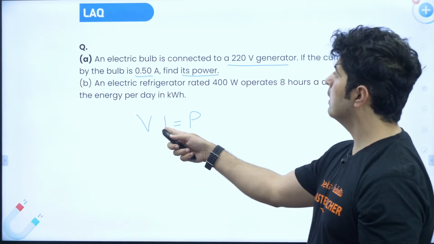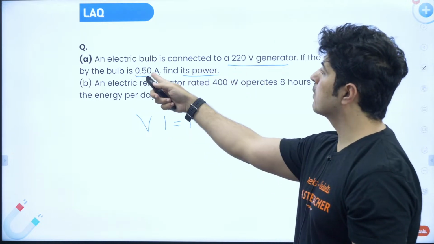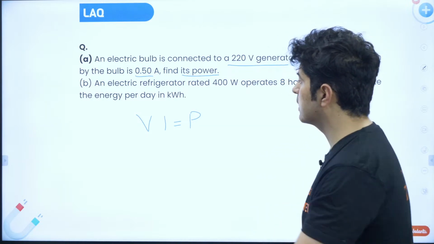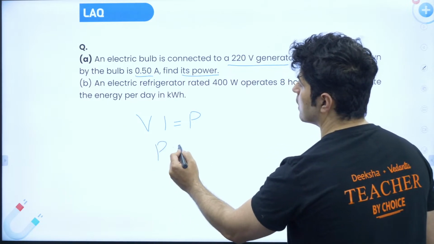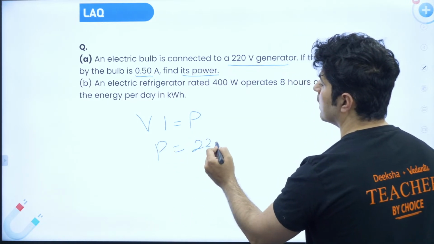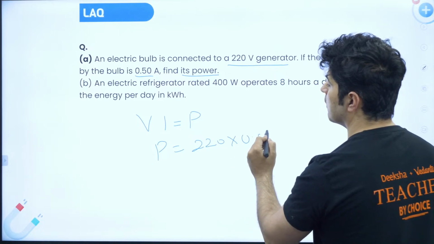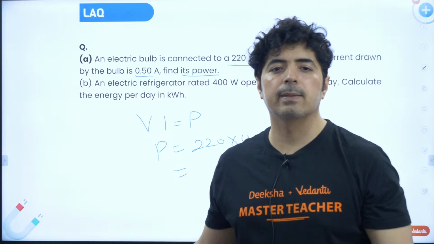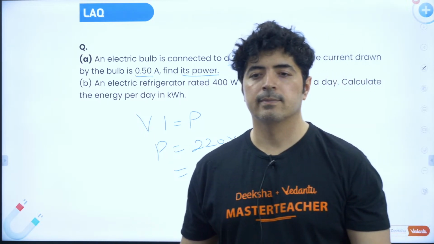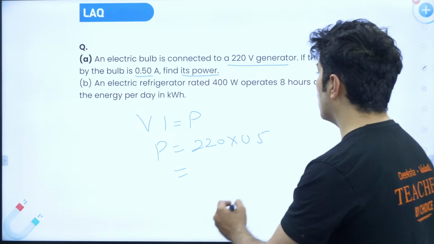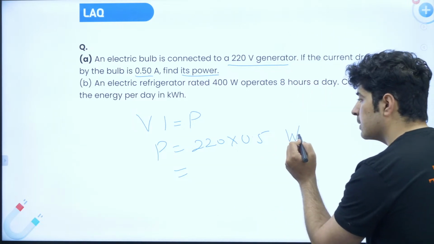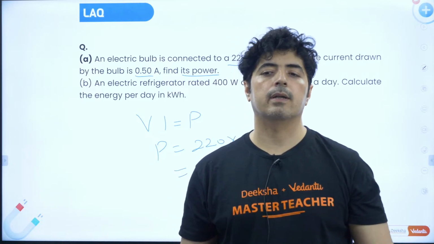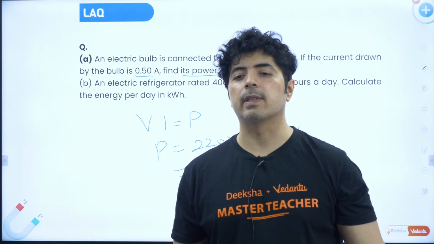VIP. So what is V? V is 220. I is what? 0.5. Find the power. We can calculate, so easy. So power is equal to V into I, 220 multiplied by 0.5, and there we go. We can easily get the answer, just a multiplication. I hope everybody can do it. Answer will be in watt. Please mention this in your exam. If you don't write the unit, your marks will be deducted. So you don't want that.